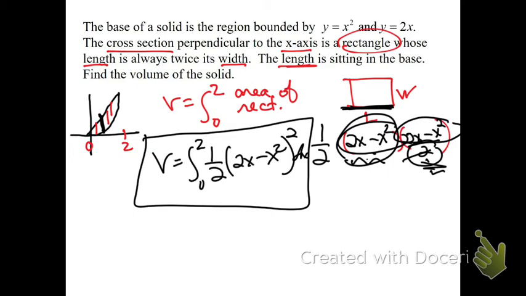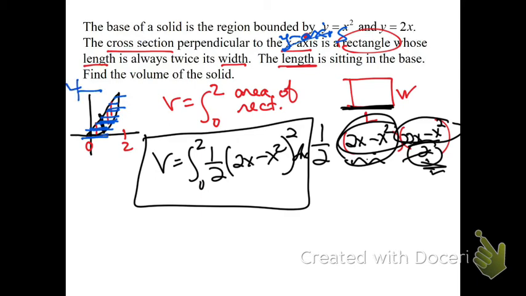Now, what do you think would change in this problem if I said the cross sections were perpendicular to the y-axis instead of the x-axis? Let's say I changed that to y-axis. If you change this to a y-axis, now your slices are going this way. So in order to add them up, you're going to have to integrate using y bounds from 0 up to wherever it stops, which is 4.